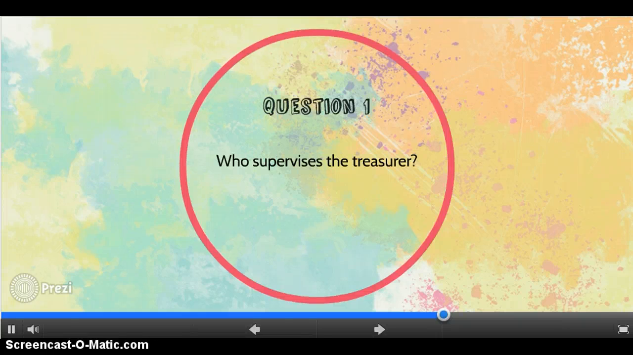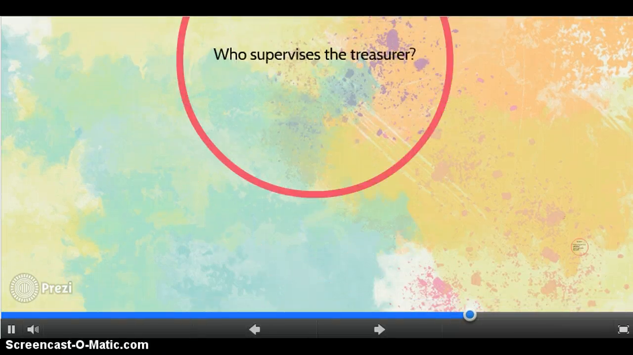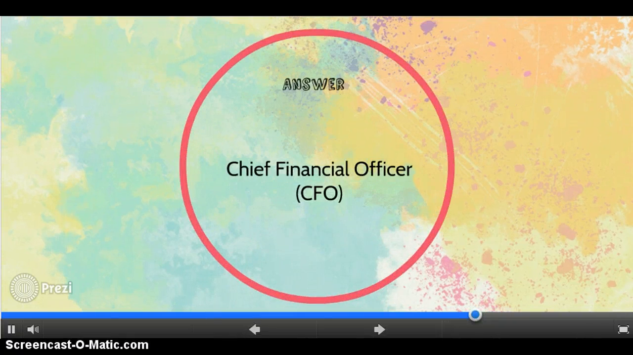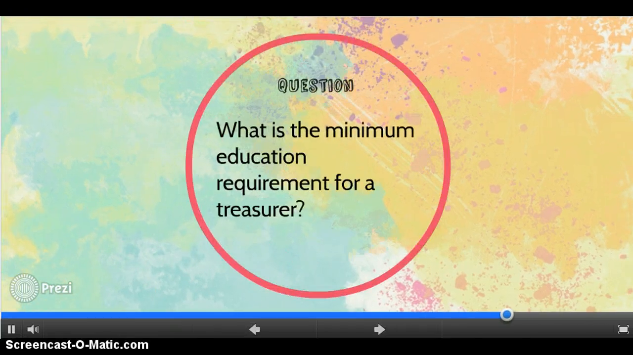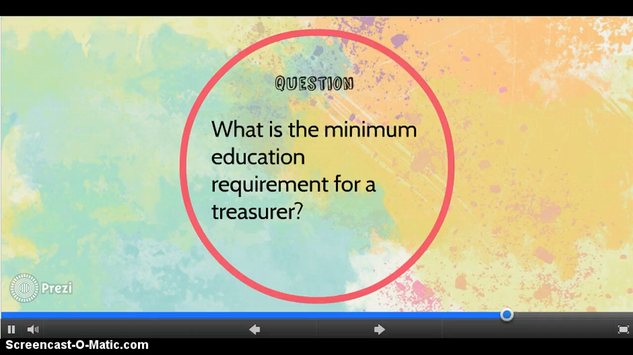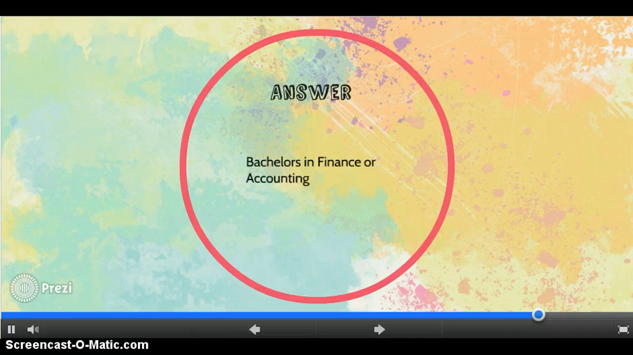Review question 1. Who supervises the treasurer? The correct answer will be the Chief Financial Officer, the CFO. Question 2. What is the minimum education requirement for a treasurer of a healthcare organization? That answer will be a bachelor's in finance or accounting.